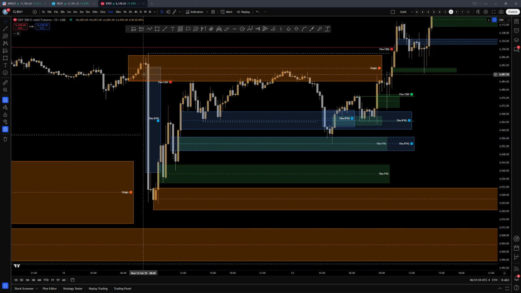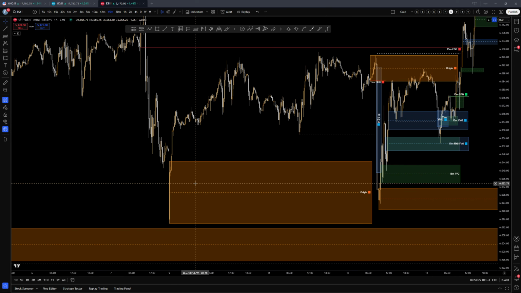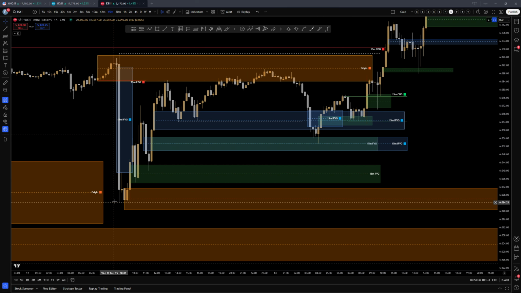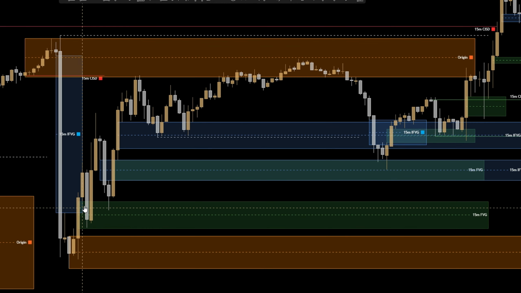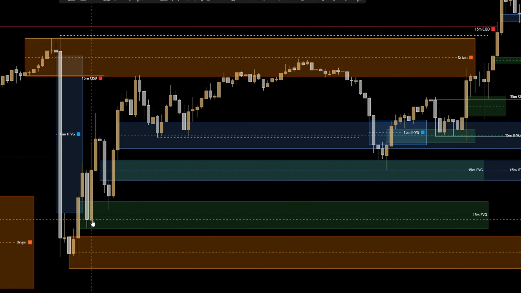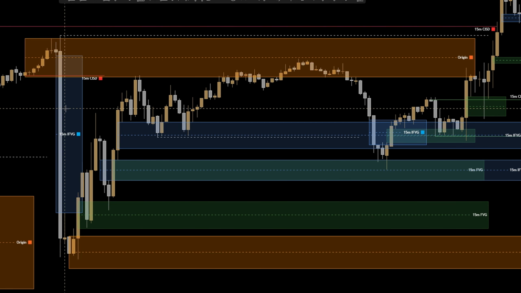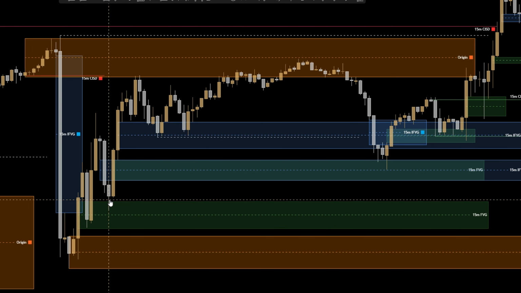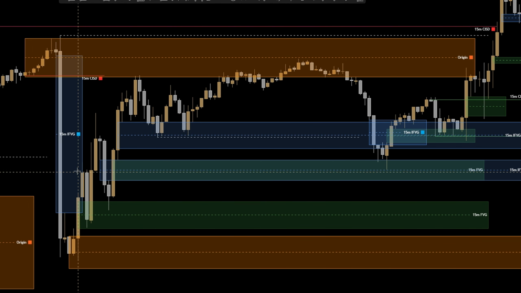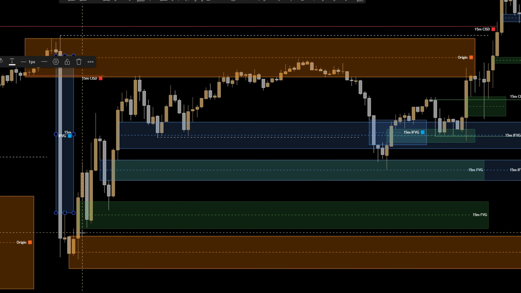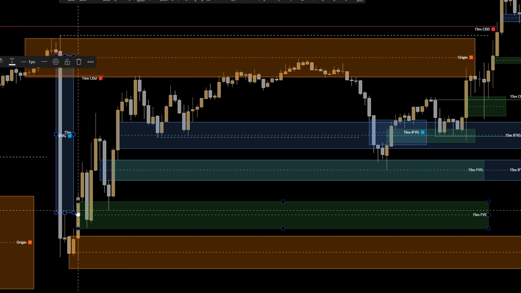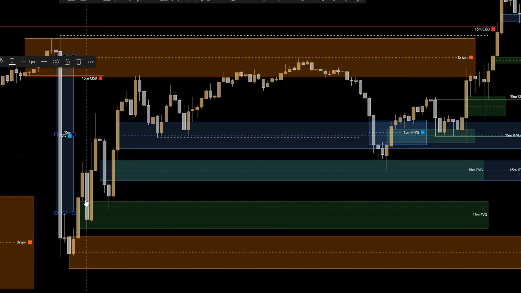So we come from external liquidity and we come through, and what we actually do is go down into this origin here to external liquidity again. Then from this external liquidity, we come back up and we start moving into this internal fair value gap. And we can see we get a number of reactions coming off of it. This first reaction comes down back into the origin zone and then back into this bullish fair value gap here, which supports price higher.